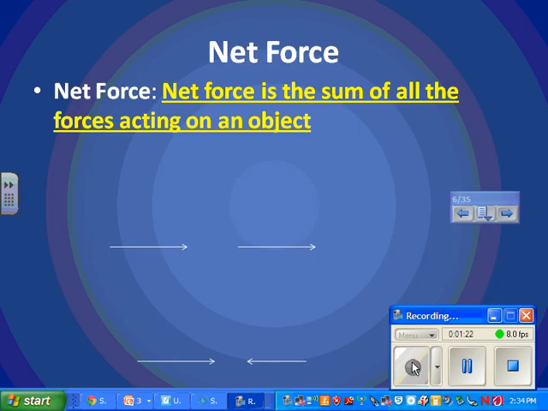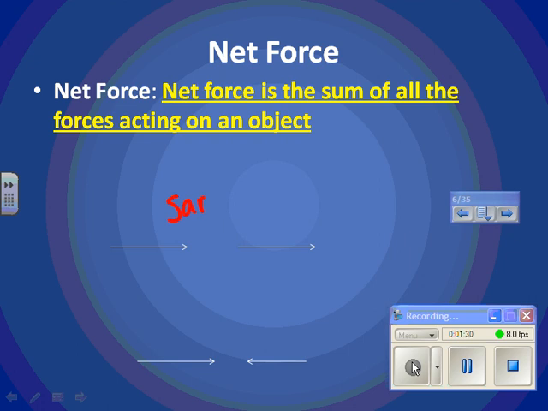Next, we have net force. Net force is the sum of all the forces acting on an object. If the forces are in the same direction, then you add them together. As you can see, if we have arrows, they are measured in newtons. Force is measured in newtons. If the forces are in opposite directions, then you subtract the smaller force from the larger force.